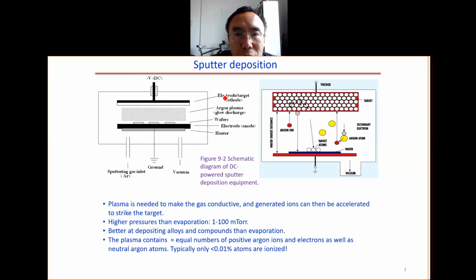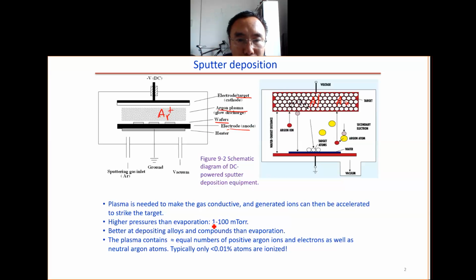So we have the electrode, or this is the target, like gold or aluminum. And we put the wafer here. This is the wafer, then we put the wafer on the anode. And we have this argon plasma. We need plasma to make argon ions, so we have a lot of argon ions. The argon ions bombard the target, and the metal atoms will be bombarded away and land on the wafer. This is how the deposition takes place.